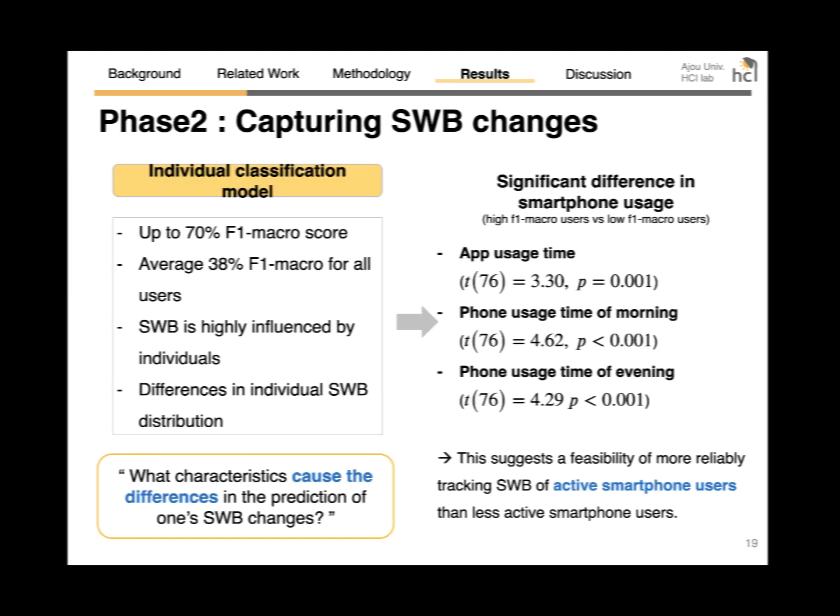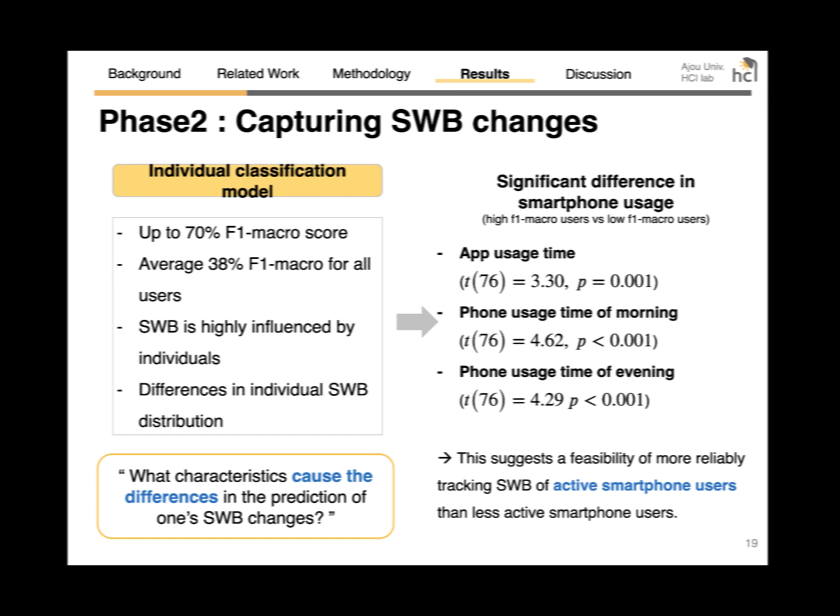From user-independent classification models, we found that the max F1 macro score was 70% and the mean score was around 15%. The average of the F1 macro score from all independent models was 38%. Considering the fact that subjective well-being is highly influenced by individuals in the previous regression results, such an F1 score was not particularly impressive. However, given that there are participants with a reasonably high F1 score, we additionally analyzed differences between two groups, the high F1 score group and the low F1 score group.